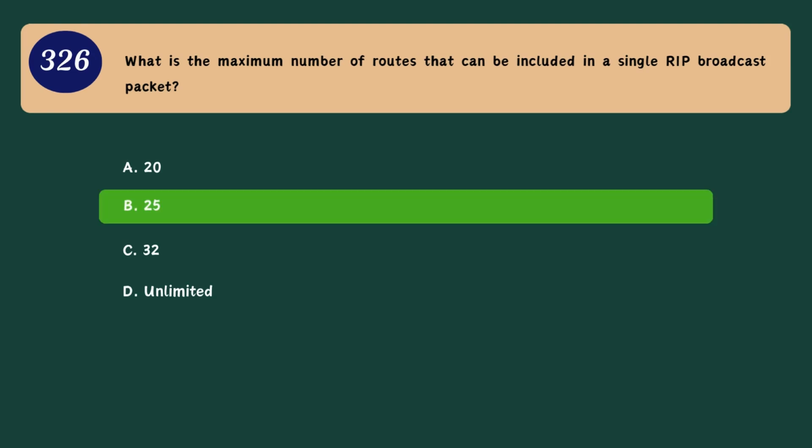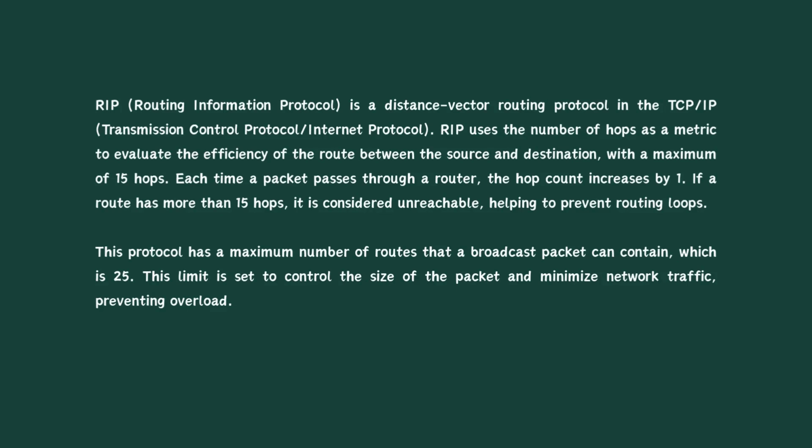Correct answer. B. 25. RIP, Routing Information Protocol, is a distance vector routing protocol in the TCP/IP, Transmission Control Protocol/Internet Protocol. RIP uses the number of hops as a metric to evaluate the efficiency of the route between the source and destination, with a maximum of 15 hops.